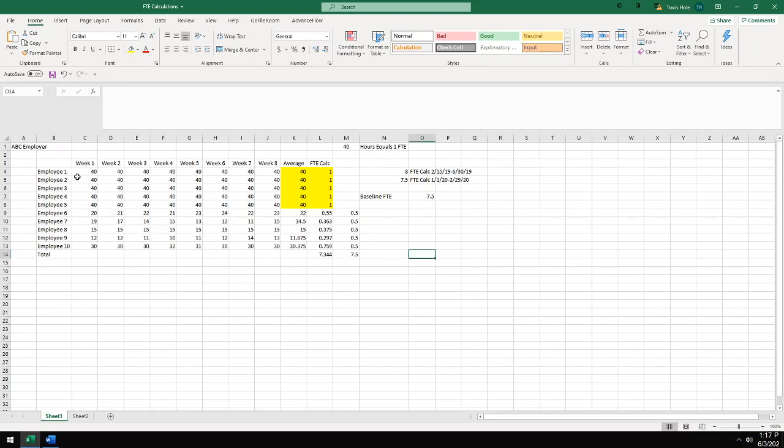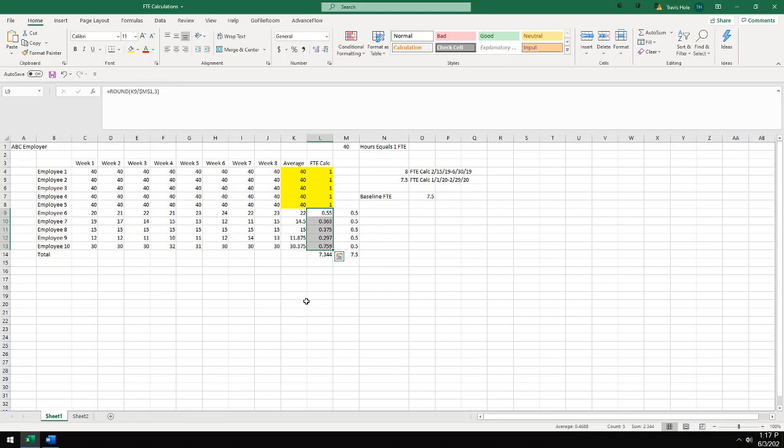As you can see, ABC employer has 10 employees. The first 5 all work 40 hours a week, and so obviously that's going to be 5 full FTE for those 5 employees. The next 5 is when things get interesting, because these employees work various hours throughout the week. So you can see if you average all of these employees together and all of their hours, you would come up with a calculation of roughly 2.344 FTE.